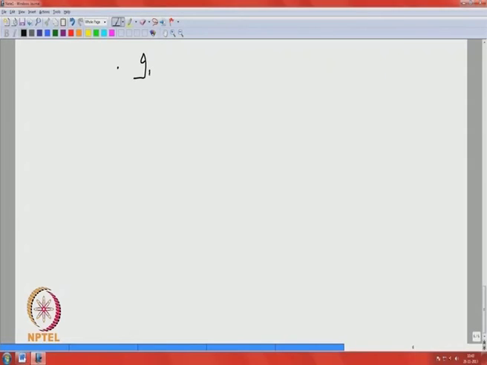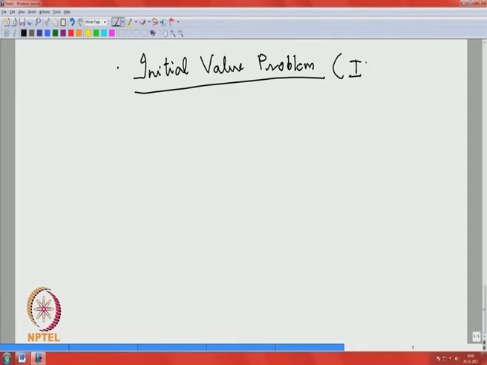Now we want to explain a little bit about what is called an initial value problem, because what we are going to do is the initial value problem. Let me explain, which is normally called IVP. Whenever you see IVP, it is nothing but initial value problem.